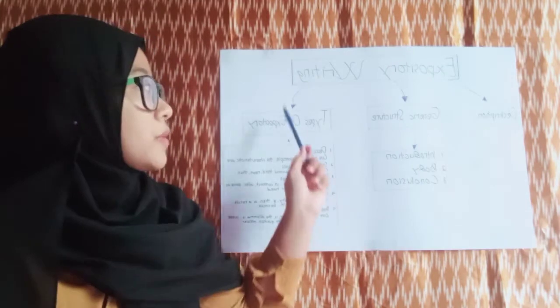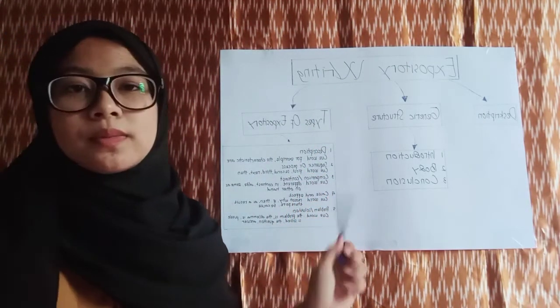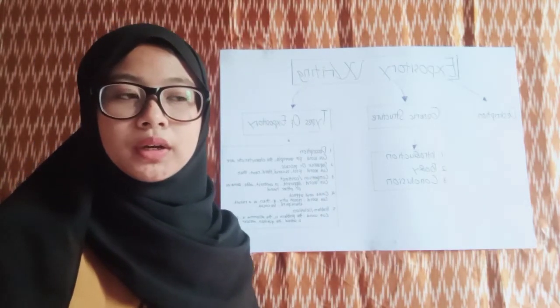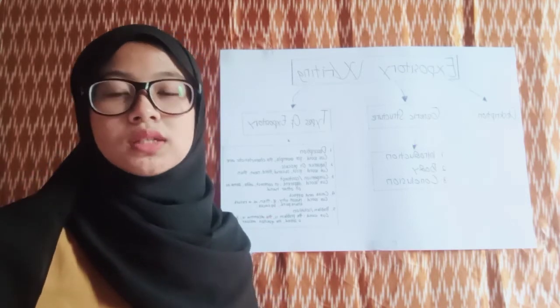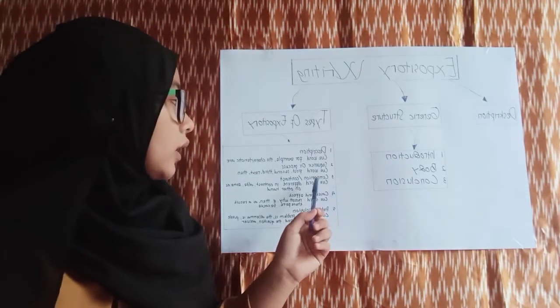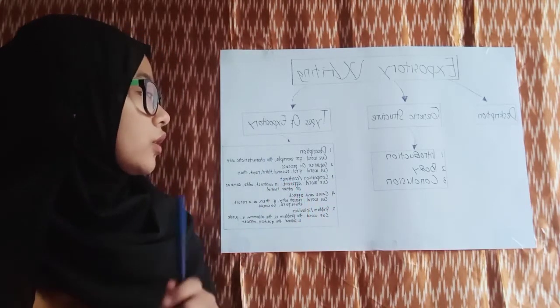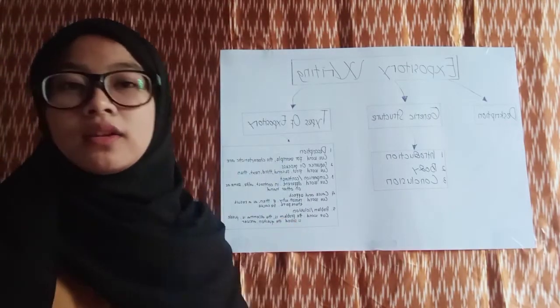The third type of expository writing is comparison or contrast. In comparison and contrast, we tell about the similarities or differences between two or more things. The keywords in comparison or contrast are different, in contrast, like, same as, and on the other hand.